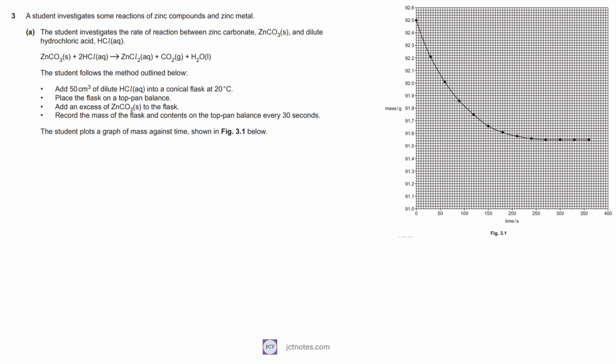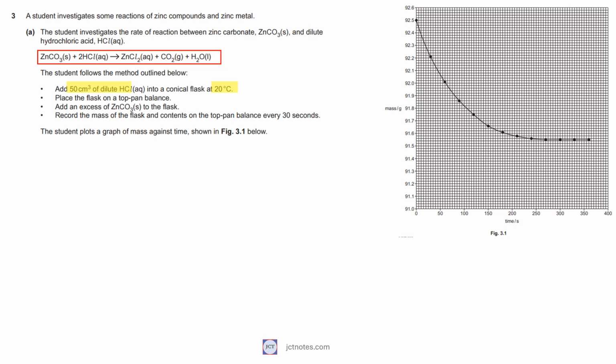Question 3 deals with reactions of zinc compounds and zinc metal. In Part A, a student investigates the rate of reaction between zinc carbonate and dilute hydrochloric acid, and we are given the equation. The method followed by the student is: first, addition of 50 cubic centimeters of dilute hydrochloric acid into a conical flask at 20 degrees centigrade.